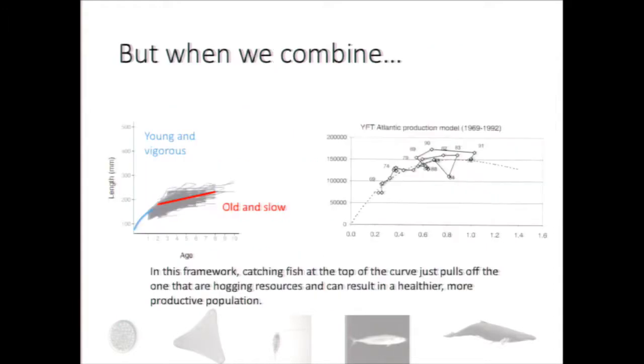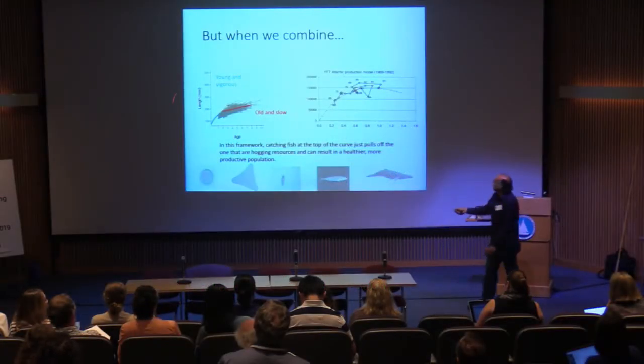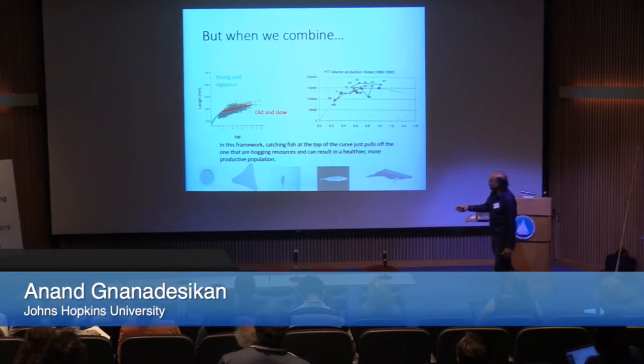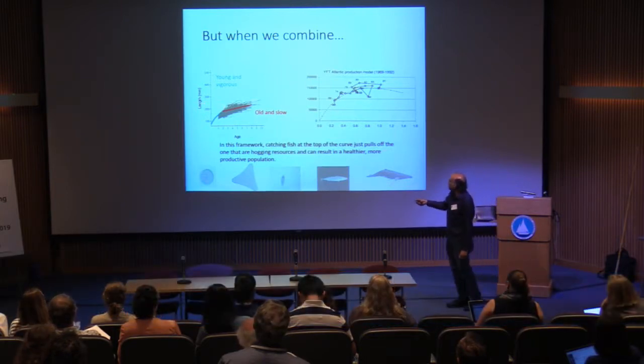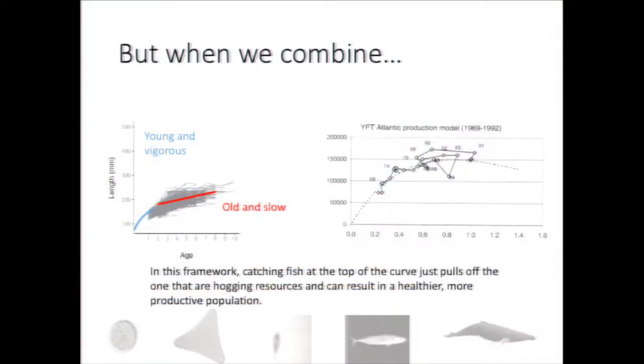But then you can imagine that we get into particular problems when we try to merge these, right? If we wanted to set a maximum size or a minimum size at which we catch fish, we get rather different behavior if we assume exponential approach to an asymptotic length versus this biphasic growth, right? So in the exponential approach to asymptotic length, these ones are younger and vigorous, and they're growing really fast. These are old and slow. And so if you catch the fish at the top of the curve here, you're just pulling off the ones that are hogging resources and leaving a healthier, more productive ecosystem.